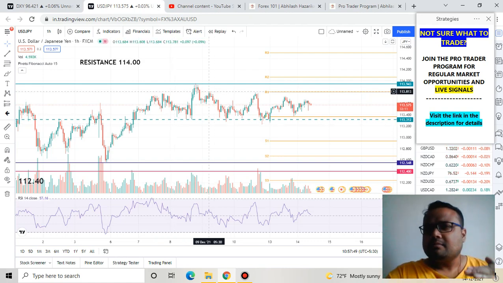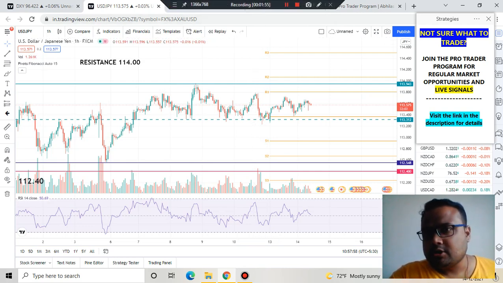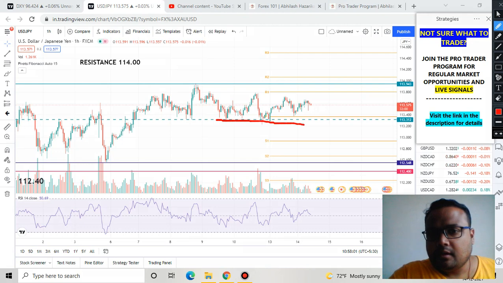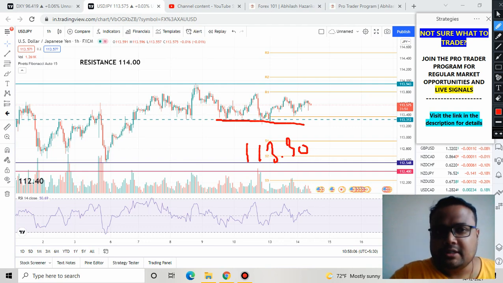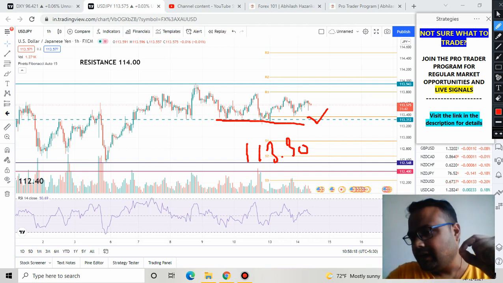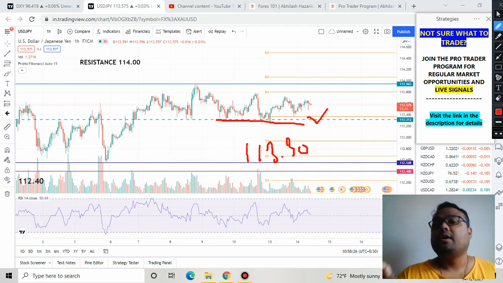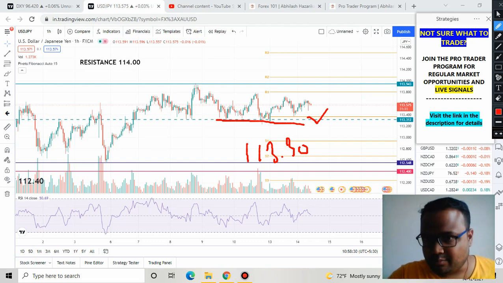But if you are looking for some trade for scalping purposes or day trading purposes, then you may get a few opportunities here. The first opportunity is 113.30. This is a minor support for USD JPY. Considering the present sideways market, you can take a buy position at 113.30 if the market bounces from this level. But keep in mind the strongest support on the chart of USD JPY is at 112.50 to 112.40. This is the most important support zone.